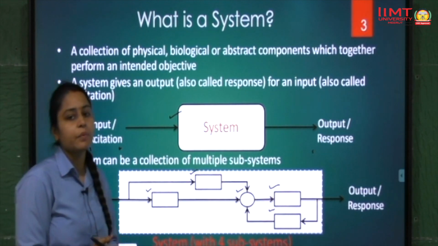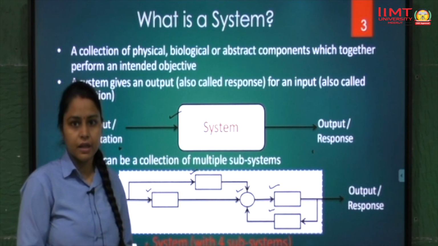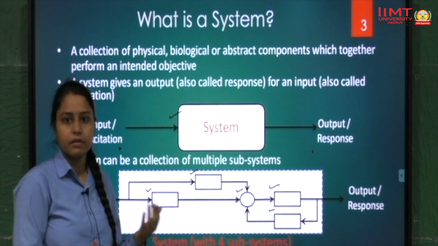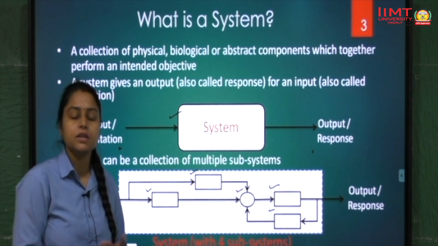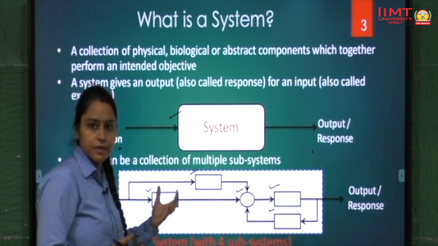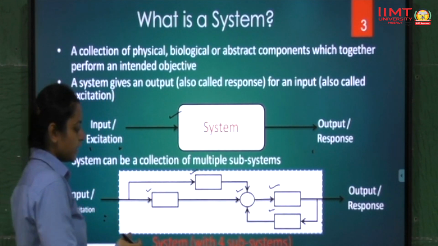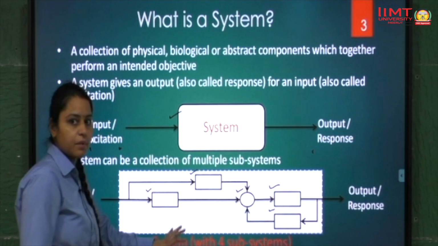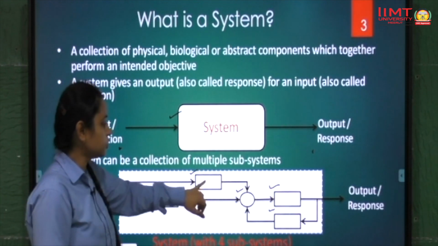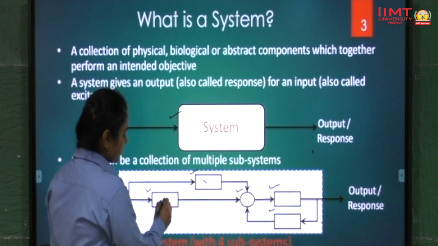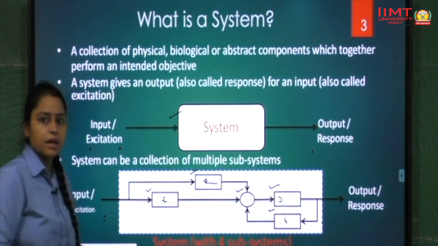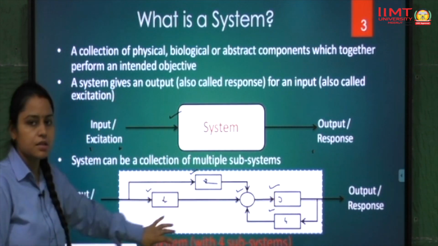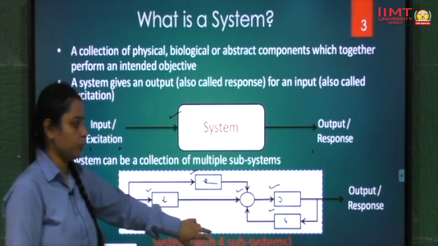The best example is the human body. We are a system: we give it some input, suppose in the form of food, and we get some output in the form of energy. So this is an example of a system. This particular system has 4 subsystems: first, second, third and fourth. These 4 subsystems make a combined system which gives you a desired output.